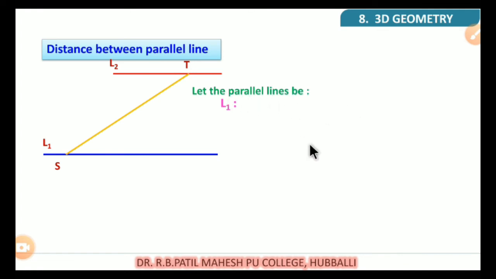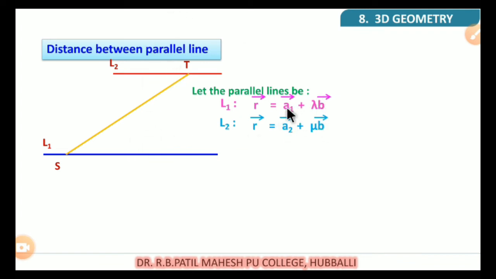Let the parallel lines be L1, that is r equals a1 plus lambda b, and L2, the second line, that is r equals a2 plus mu b. See, here we are taking only the b vector in both, because these two are parallel lines, meaning both are parallel to the same vector, that is b. So here I am going to take b only, not b1 and b2, because b1 and b2 are equal since these two lines are parallel, right?